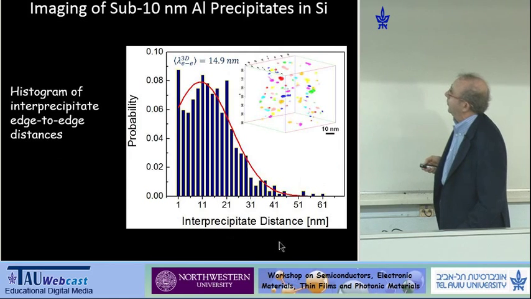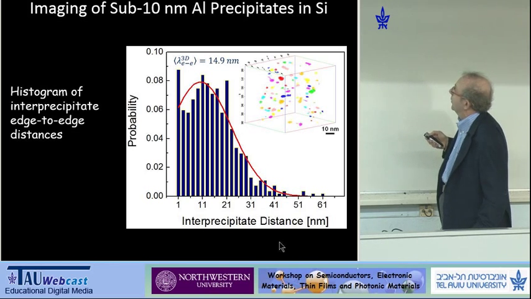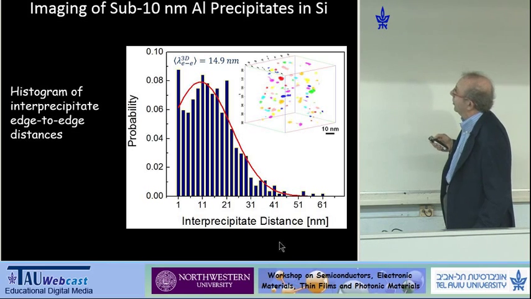Okay, and now the other thing we can do, we've developed software to do this ourselves, is to measure the edge-to-edge distance between these precipitates. So what is the mean edge-to-edge distance in 3 dimensions between these precipitates? How far are they from one another? And they're about 15 nanometers apart.